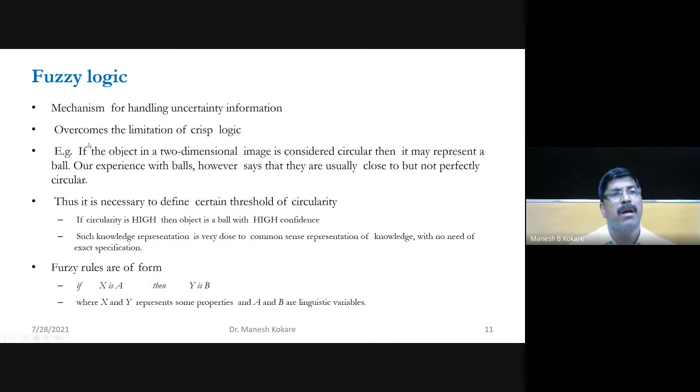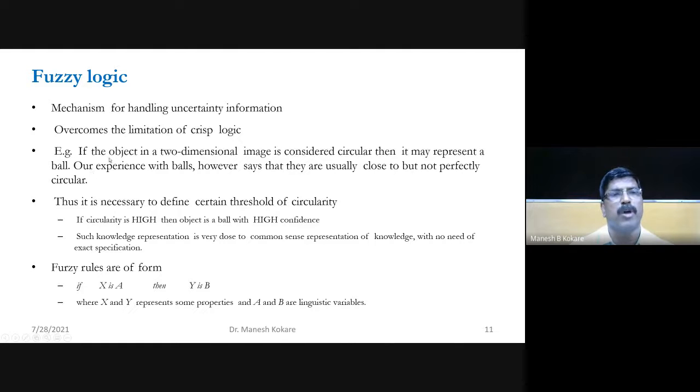So for example, fuzzy logic is an important mechanism for handling uncertain information, and you know that the whole world is uncertain. There are so many uncertain things, and for handling these uncertain things, fuzzy logic is a very good tool or method for representation of higher level knowledge. This overcomes the limitation of crisp logic or binary logic, because crisp logic requires complete truth. There is no partial truth concept in crisp logic.